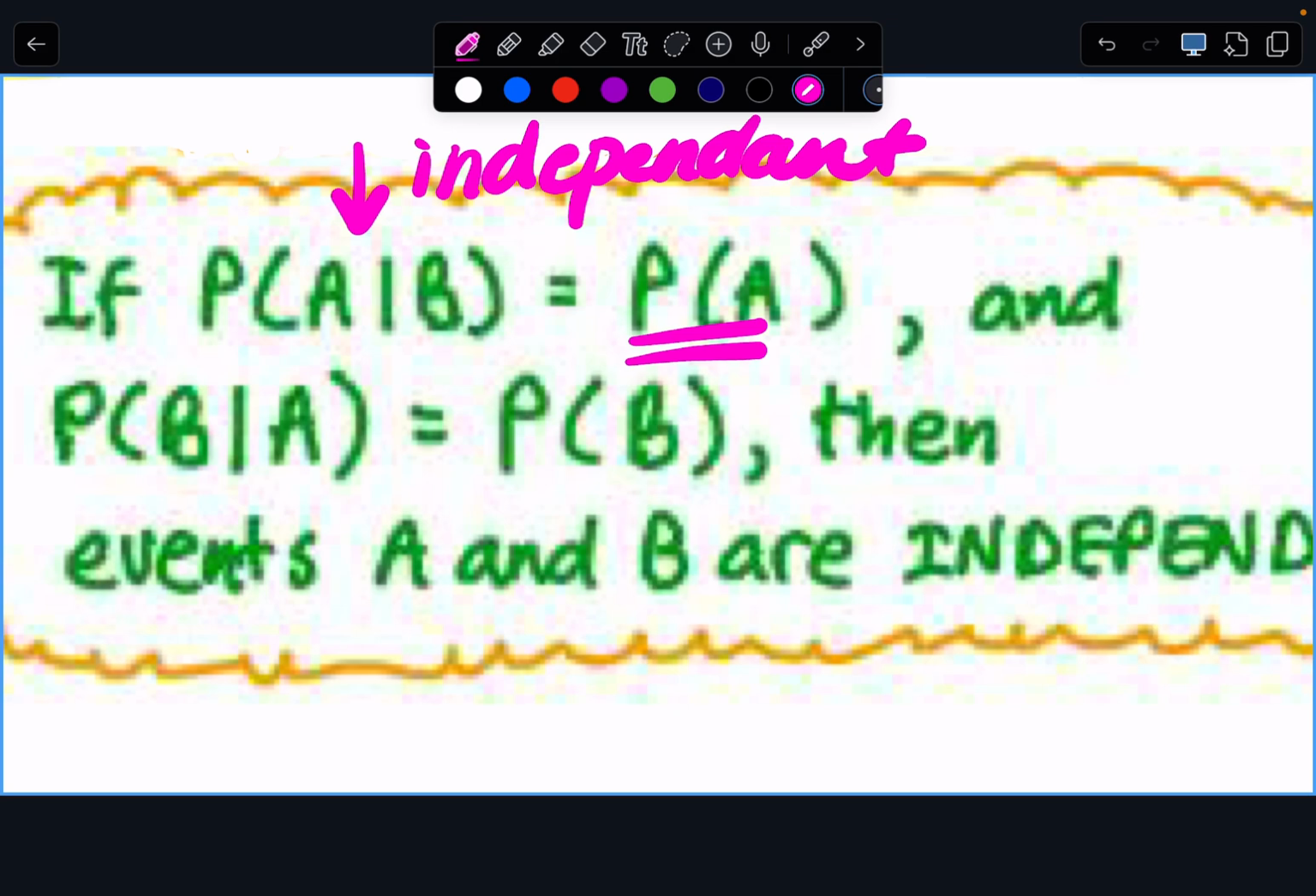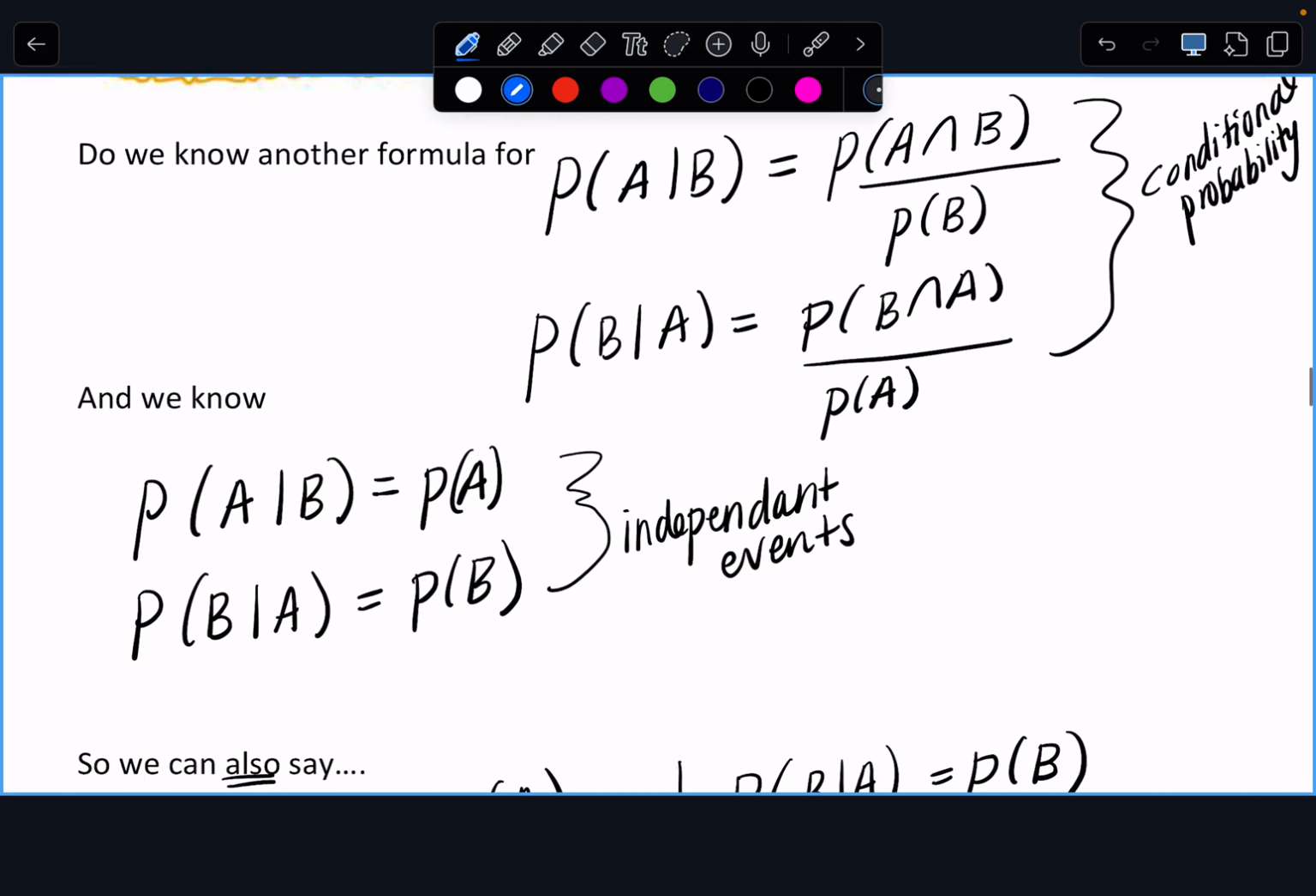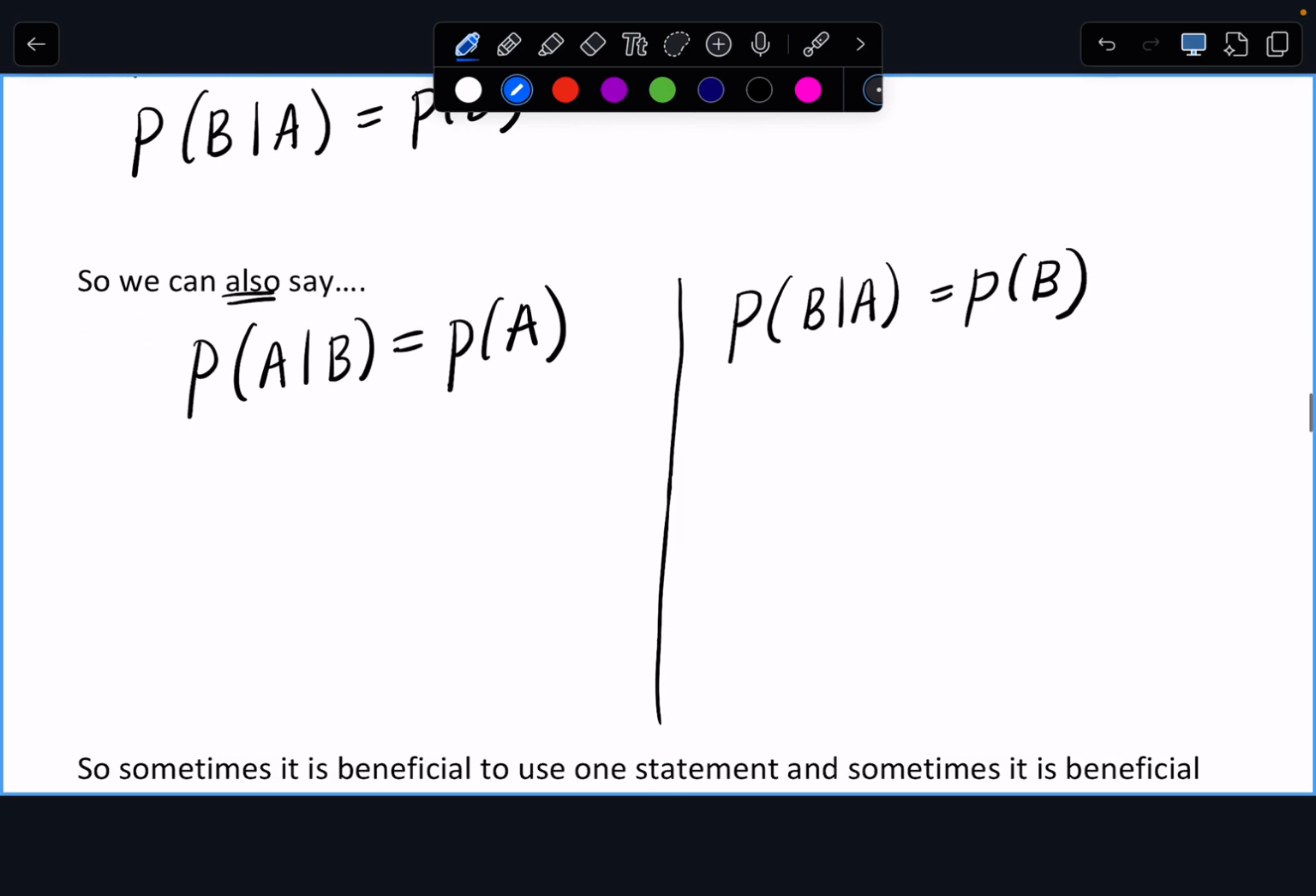So if they're asked, are these independent events, you could go calculate B given A, and if B given A is the same as the probability of B, then they're independent events. So you have to memorize what's what. Again, A given B, if it's independent, will be the probability of the first thing. Probability of B given A, if it's independent, will be the probability of the first thing. So that takes a little memorization.